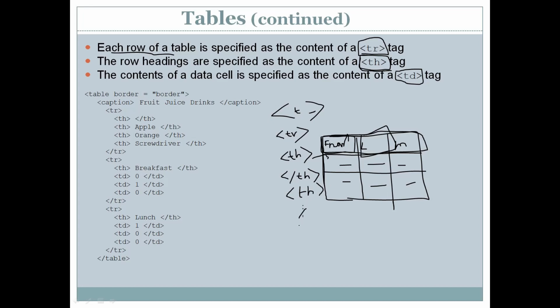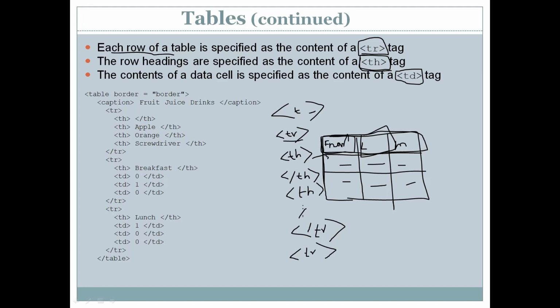So close the tr. Tr is opened here. Close the tr. Tr is closed. Then the first row is done. Now the second row. Once you start with the second row, again a new tr. New tr, that is table row, means a new row has started.